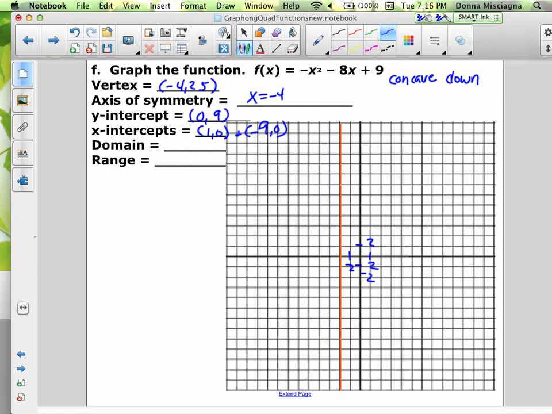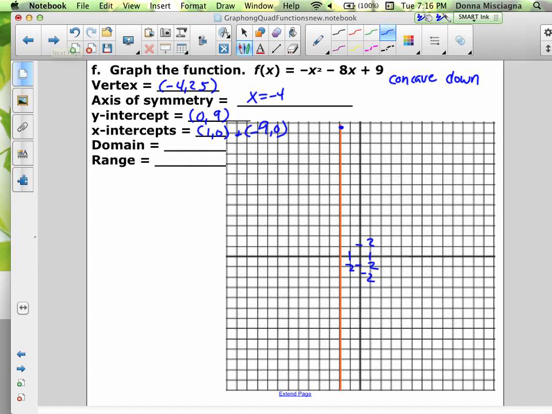All right, let's graph our points. So we have our point negative 4, 25. So remember, we're going to count by 2s. 2, 4, 6, 8, 10, 12, 14, 16, 18, 20, 22, 24. Right there, splitting that because each one is worth 2. Right? So we have the point 1, 0. Right? So you're not going to go one space over.